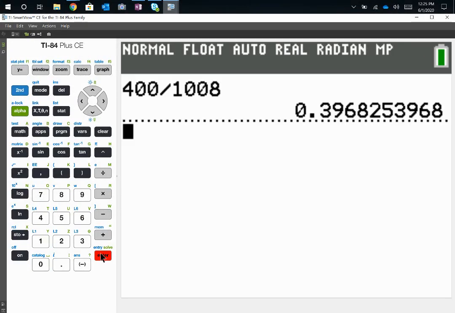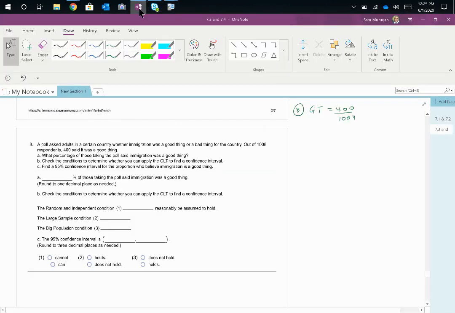And that's approximately 39.68 or 39.7%. Okay, 39.7%, to one decimal place, of those taking the poll said immigration was a good thing.